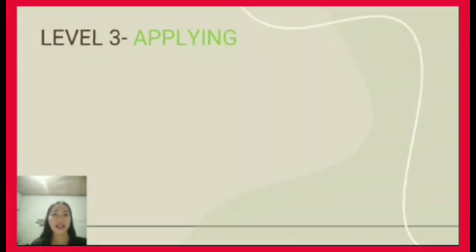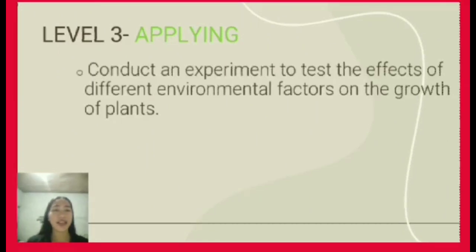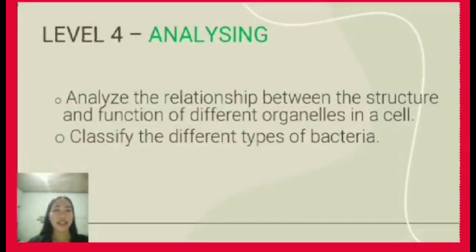So the next one is the applying. So in this level, the behavior of the student is they can use or apply knowledge in practice or in real life situations. For example, the students should be able to conduct an experiment to test the effects of different environmental factors on the growth of plants, apply their knowledge of photosynthesis to explain the process of energy transfer in food chains. The level 4, which is the analyzing.